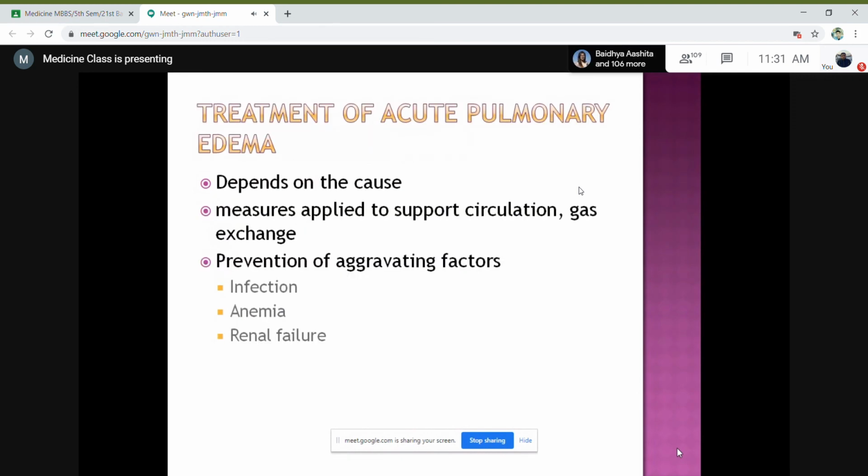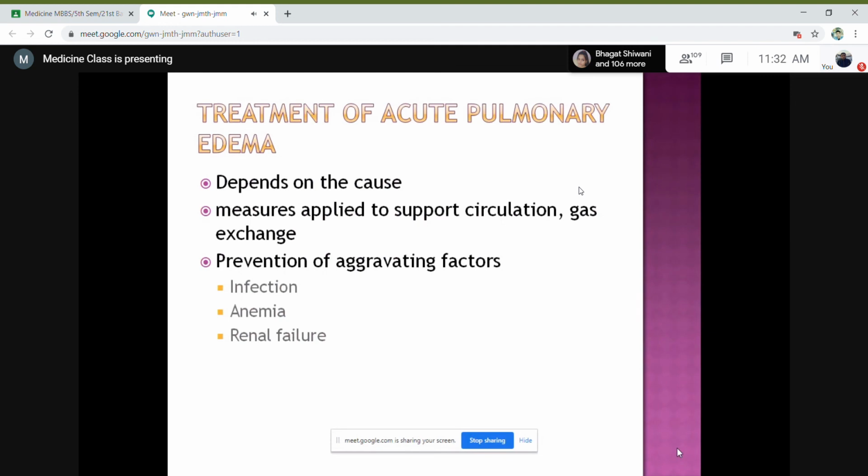The treatment of acute pulmonary edema generally depends on the cause. What is the cause for acute pulmonary edema? Is it valvular heart disease? Is it myocardial infarction? Measures are applied to support circulation and gas exchange, and we have to be careful regarding the aggravating factors.